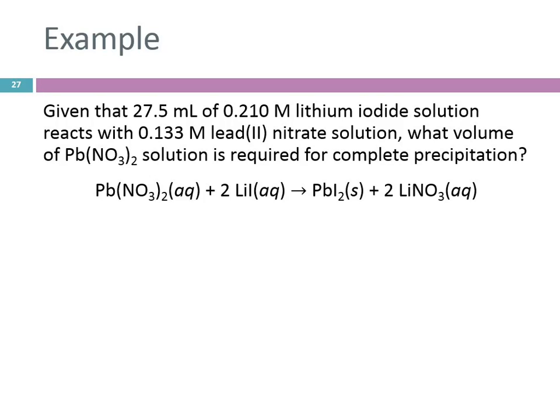Given that 27.5 milliliters of 0.210 molar lithium iodide solution reacts with 0.133 molar lead-2 nitrate solution, what volume of lead nitrate solution is required for complete precipitation? Lots of words in there. Balanced chemical equation.